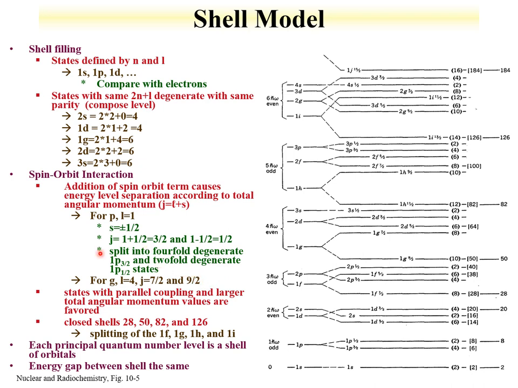And this is split into a fourfold degenerate state, in this case a 1P 3 halves, which is shown here, or a twofold degenerate 1P 1 half. When we say a fourfold degenerate P 3 halves, it means I can put 4 nucleons into that state. When I say a twofold degenerate 1 half, it means I can put 2 nucleons into that state.